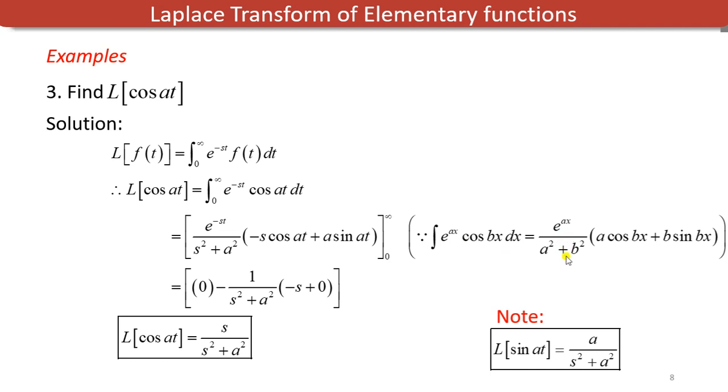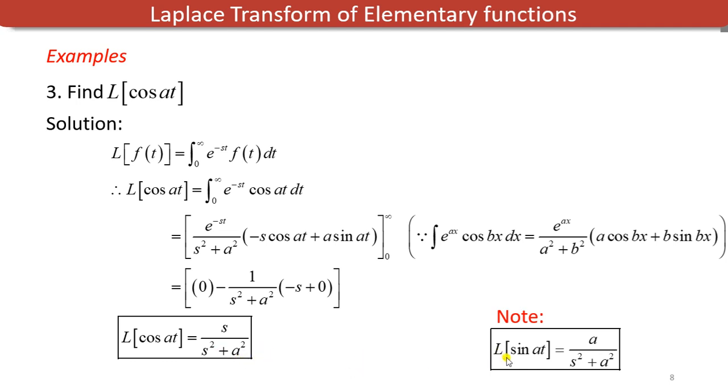So that is e power ax by a square plus b square into (a cos bx plus b sin bx). So we can integrate this, we can get e power minus st by s square plus a square into (minus s cos at plus a sin at). The limit is 0 to infinity. So applying the limits and simplifying, finally we can get L of cos at is equal to s by s square plus a square.